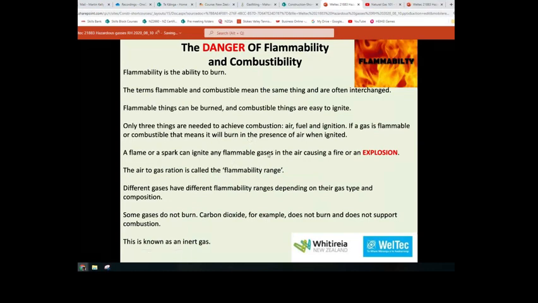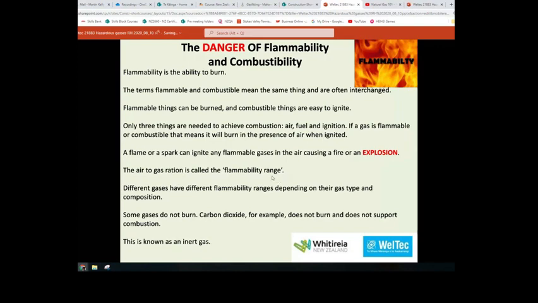Danger of flammability and combustibility. Flammable things can be burned, and combustible things are easy to ignite. A flame or a spark can ignite any flammable gases in the air, causing a fire or explosion. That's if the air-gas ratio is in the flammability range.